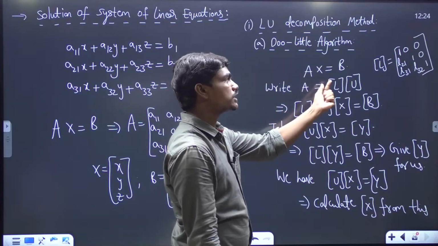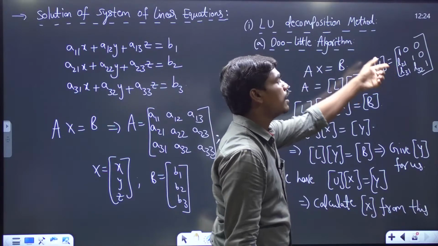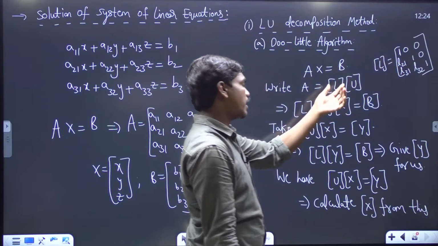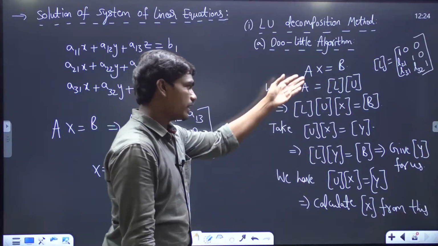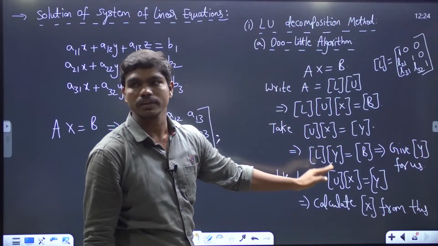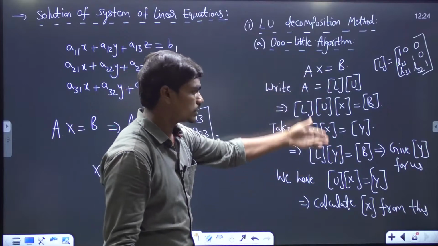And this is Doolittle's algorithm, where you will be assuming this L as a lower triangular matrix with all principal diagonal elements equal to 1, and you have an upper triangular matrix. And finally, you will be following this procedure, with which I'll explain one example we'll solve now. So we'll understand all these steps in a sequence.